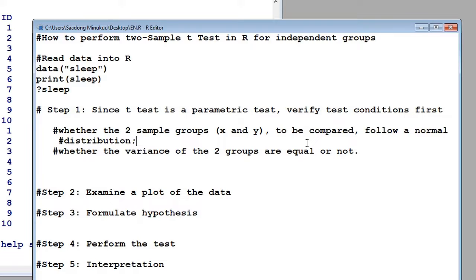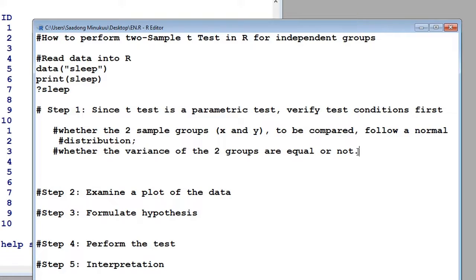And the first assumption is that the two groups or the two populations whose means we seek to compare, each of them must follow a normal distribution or the Gaussian distribution. And secondly, it's also based on the assumption that the two populations have equal or unequal variances. Now I will show you how we can verify these first two conditions.